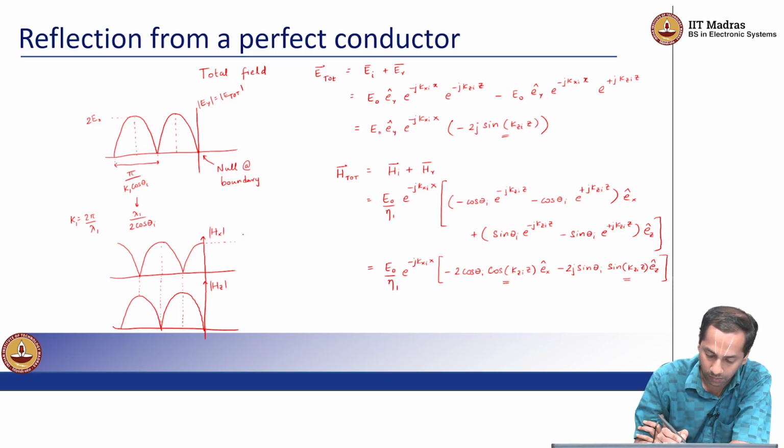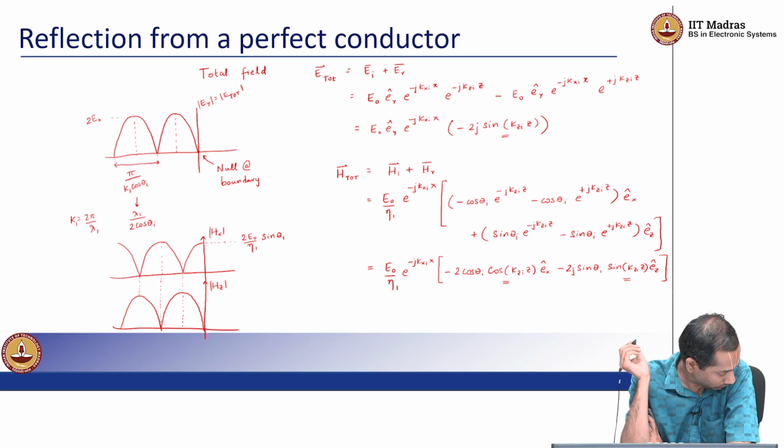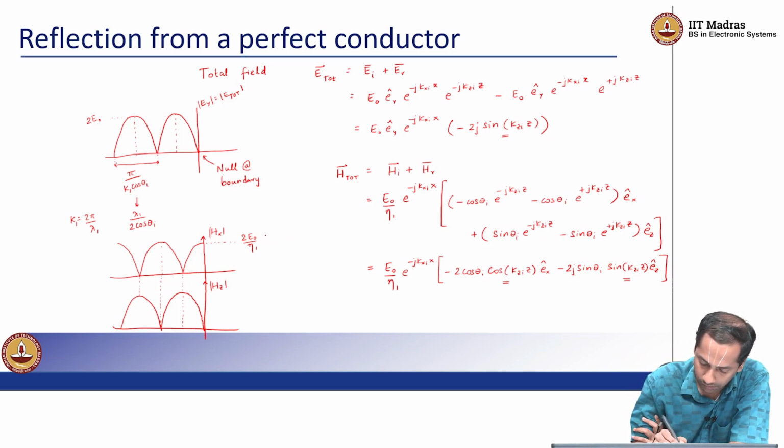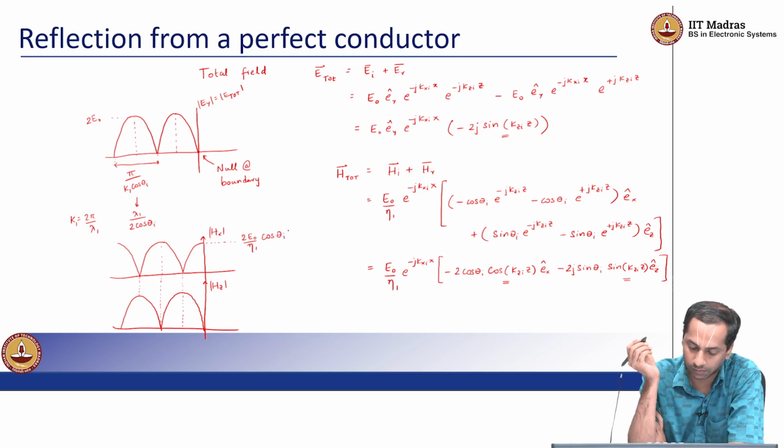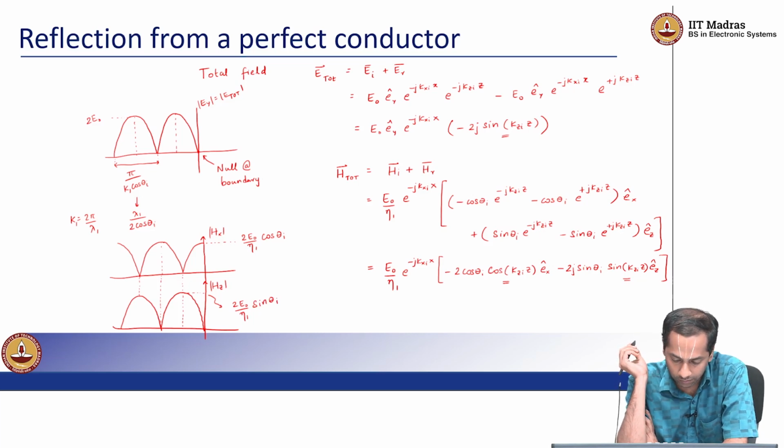So, the peak value for Hx is 2 E naught by eta 1 sin theta I. Sorry, this is cos theta I. Okay, and the peak value here, okay.